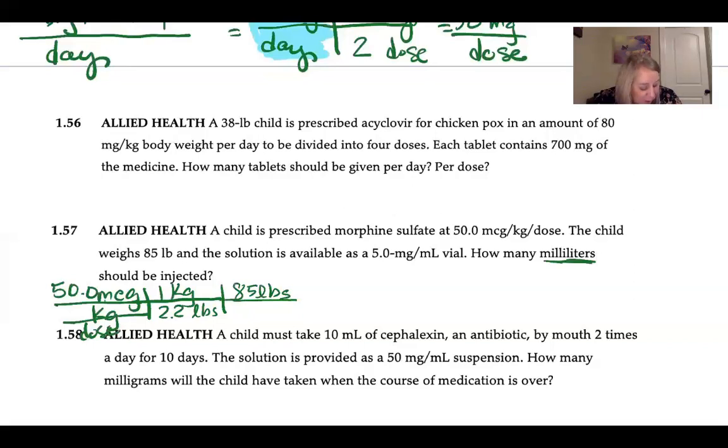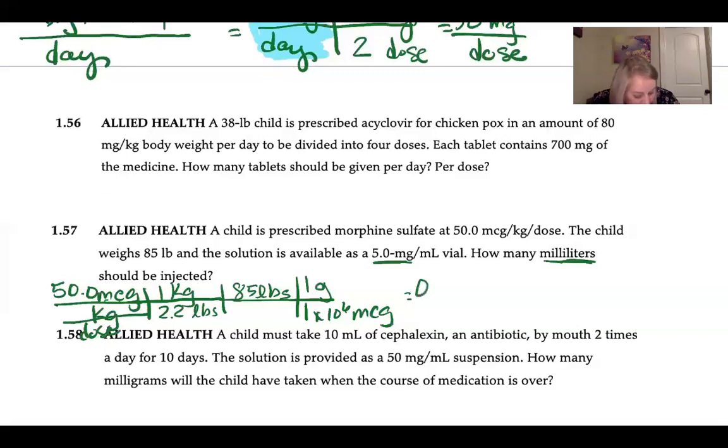But I'm in micrograms, right? Well, I'm given the solution in milligrams per milliliter. So I can't stay in micrograms. I want to convert over, and I like to go back to the base unit. I like to go back to the gram. So I'm going to say, I know in 1 gram, I have 1, and I'm going to write it in scientific notation, times 10 to the 6 micrograms.